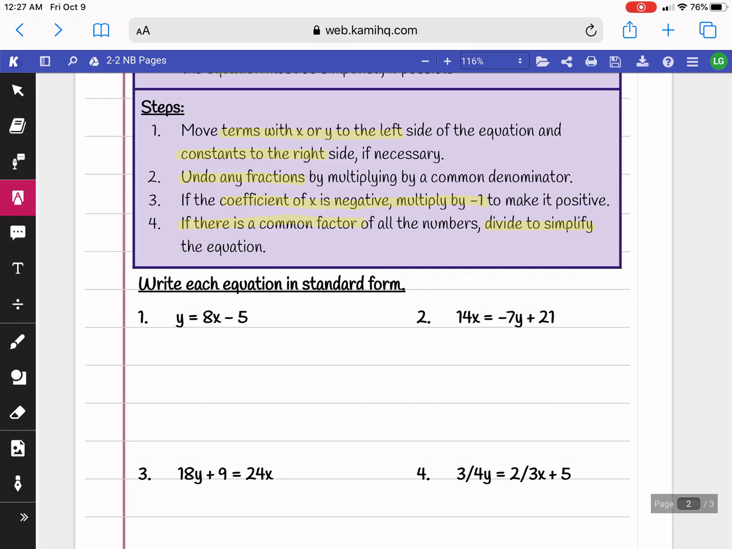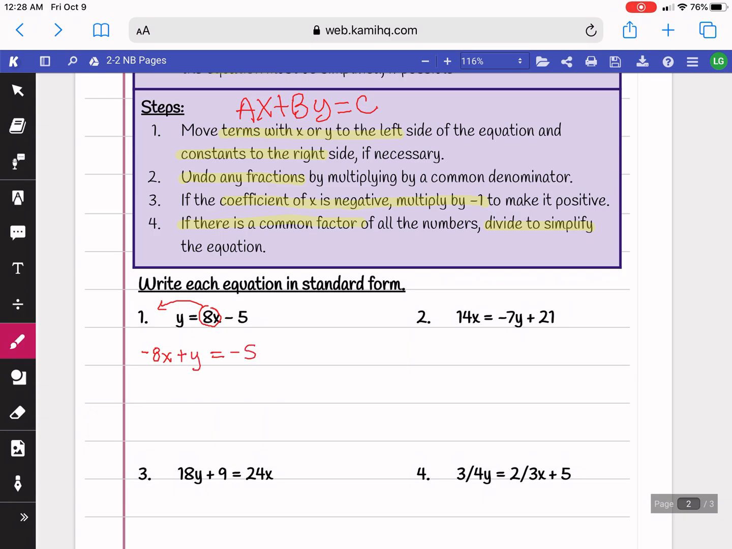So here we're going to be writing these equations in standard form. Remember, standard form, you want it to look like ax plus by equals c. So if you look at your first equation, we want to make sure x and y are on the left. X is not on the left, so we need to move it. Anytime you're undoing something from one side and moving it to another, remember you're doing the opposite. If it's 8x on the right, when you move it to the left, it's going to change to -8x. And then the y is already on the left, so it stays positive y.